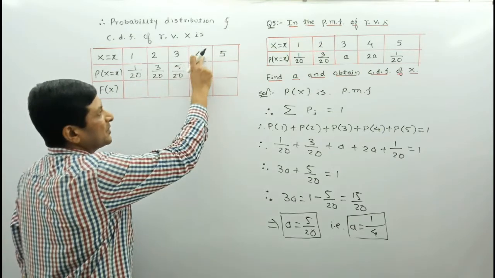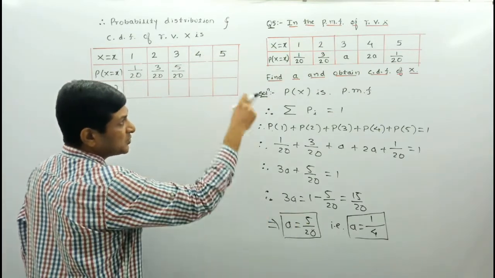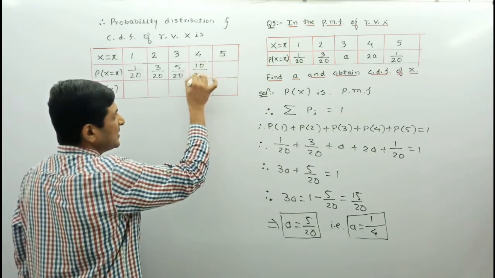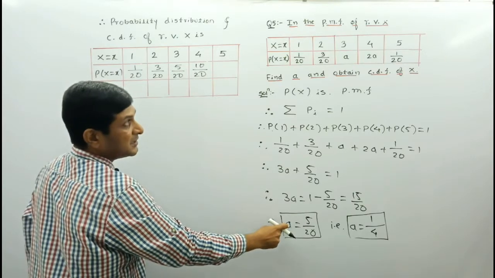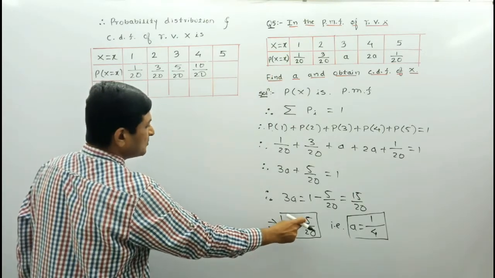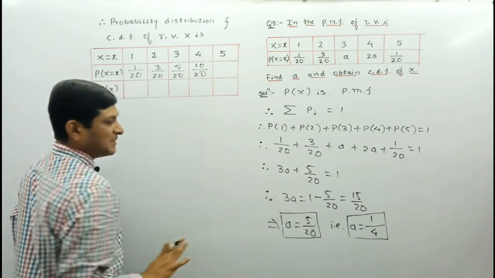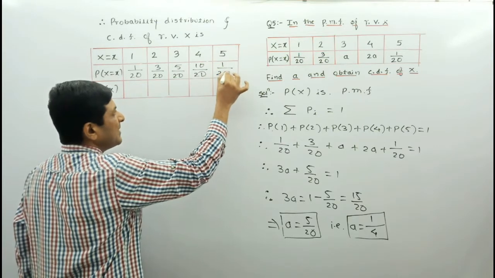Now for 4, what is the probability? 2A. But A is what? 5 by 20. So 2A will be equal to 10 by 20. Just simply I am multiplying A by what? 2, because P of 4 is 2A. So if I am multiplying by 2, on this side also multiply by 2. So on this side we will get 10 by 20. And P of 5 is already given in our example, 1 by 20.